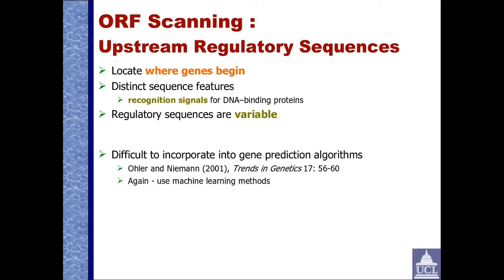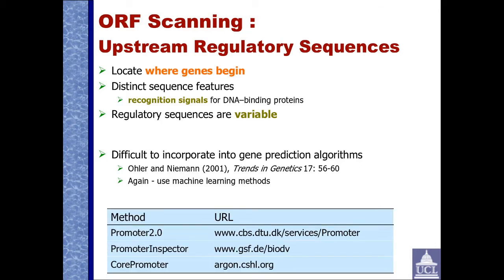Again, these can be difficult to incorporate into gene prediction algorithms, and again we can use machine learning, particularly for finding things like promoters. And here are a sample of different programs for looking for promoters which use this sort of approach.